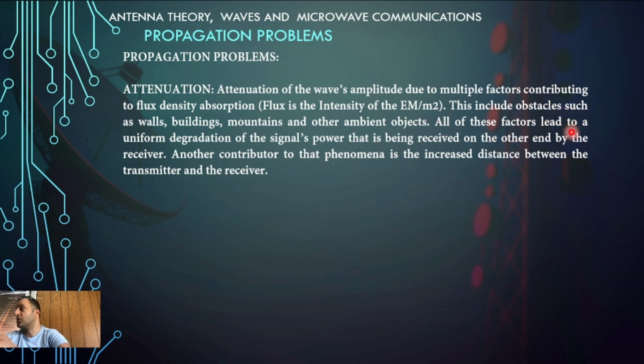All of these factors lead to a uniform decay or degradation of the signal's power being received by the receiver. Another contributor to that phenomenon is the increased distance between the transmitter and the receiver, which we call free space loss. Even without obstacles, the free space loss is the loss of the signal's power within free space, even when considering rain, fog, or water vapor as obstacles. But even in free space, you have a gradual attenuation of the signal.